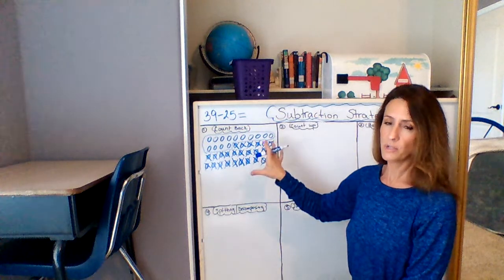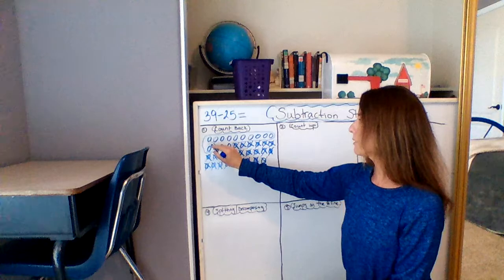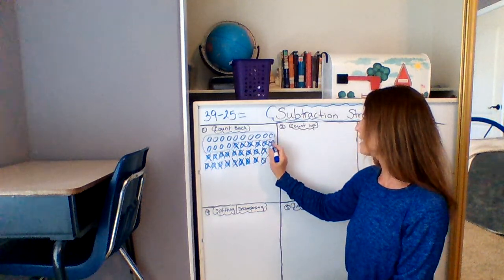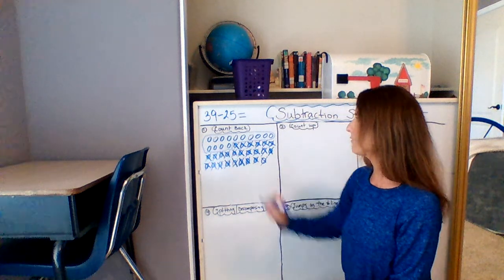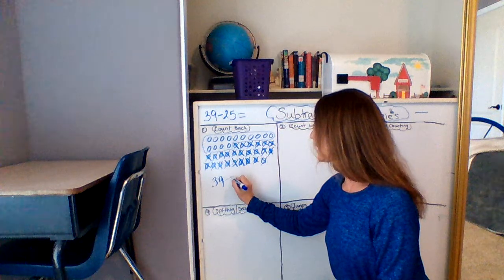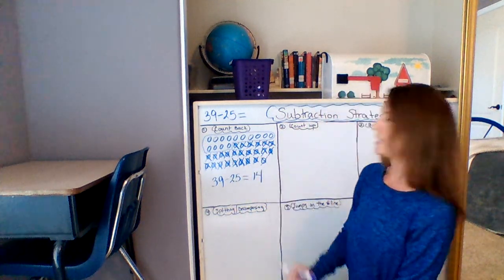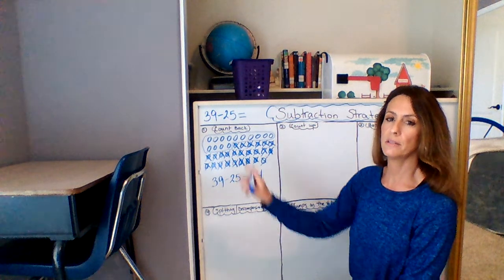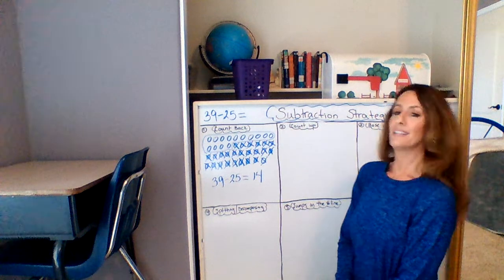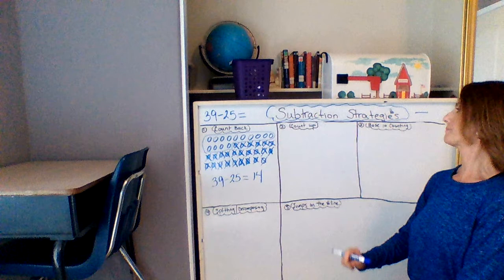So if I have 39 objects and I count back 25 of them, I'm left with 1, 2, 3, 4, 5, 6, 7, 8, 9, 10, 11, 12, 13, 14. So 39 minus 25 equals 14. We figured that out by using count back. Okay? All right. Let's take a look at another subtraction strategy.